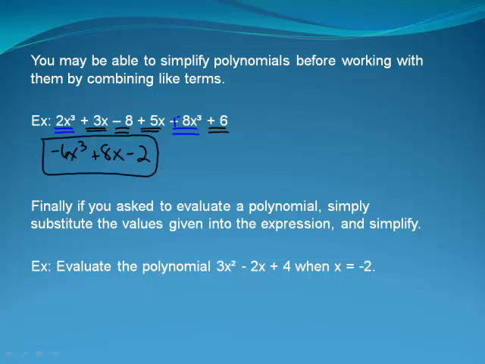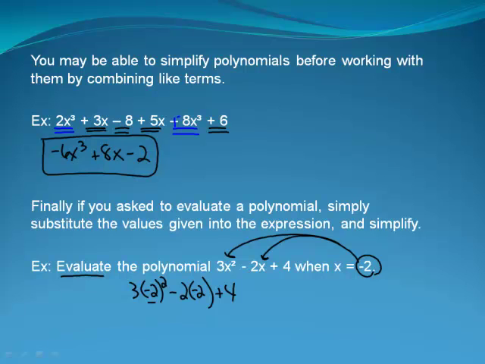Finally, if you are asked to evaluate a polynomial, simply substitute the values given into the expression and simplify. Now, you already know this. If it says evaluate, it's simply a matter of taking the number they give you, plugging it in for the variable, wherever the variable appears. Everything else stays the same. All mathematical operations stay the same. Simplify and see what you get. So if we put negative 2 in for those x's, we get 3 times x, which is negative 2 squared, minus 2 times x, which is negative 2, plus 4.